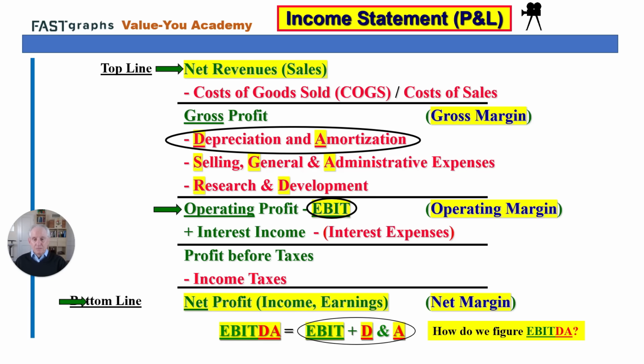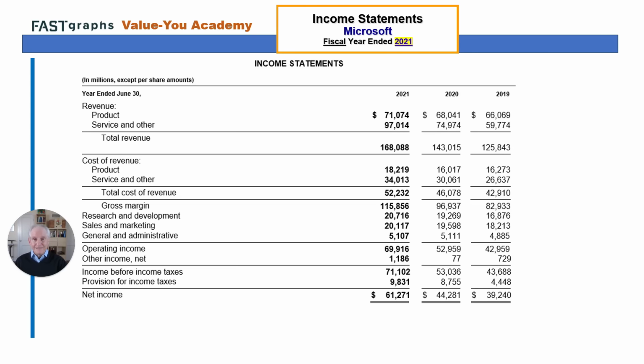Top line, bottom line. Profitability of a company over a period of time in accrual-based accounting. Very important financial statement, and this is the one we always start with when we do our financials. Financial statements are done in a sequential order, and it always starts with the income statement. Now, we know it ends with the balance sheet.